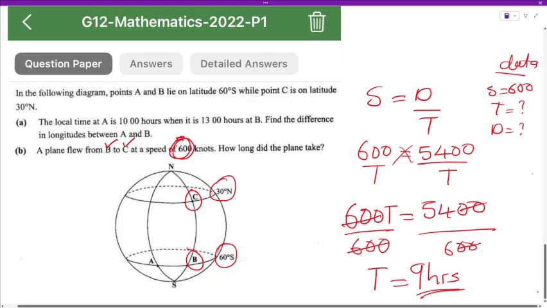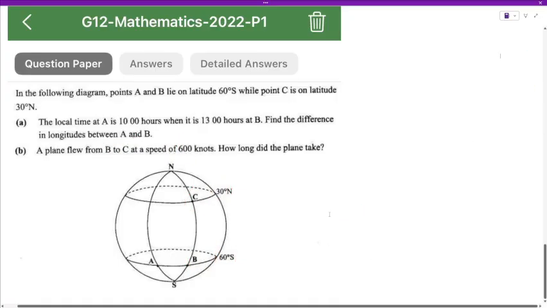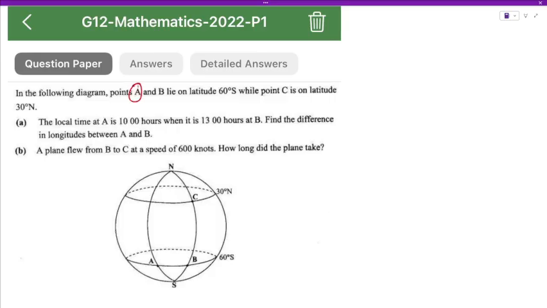So now we are remaining with one more session, which is going to be on A. All right, so let me just quickly look at A again. So A, this is what we've been told. In the following diagram, points A and B lie on 60 degrees south, while point C is on latitude 30 degrees north. They're just describing the diagram.